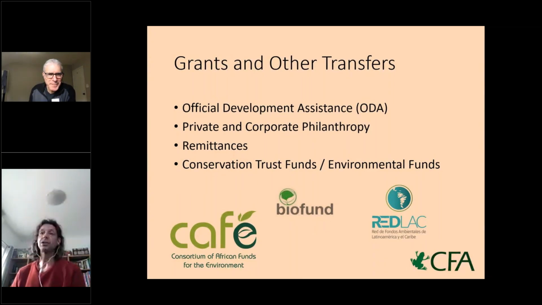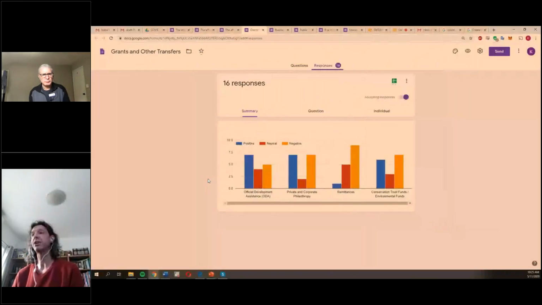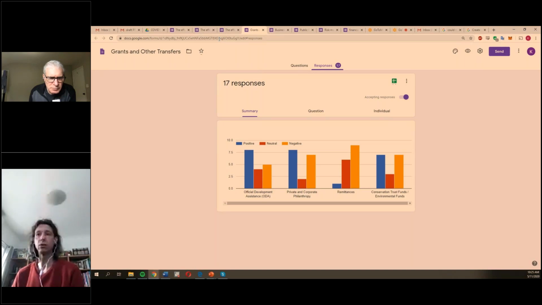So I'd like you all to move on to grants and other transfers. We're looking at a very significant income-generating activity: official development assistance, private and corporate philanthropy. This is probably the one most conservation practitioners are most familiar with, a great deal of money coming in from foundations and overseas assistance. And of course, conservation trust funds.